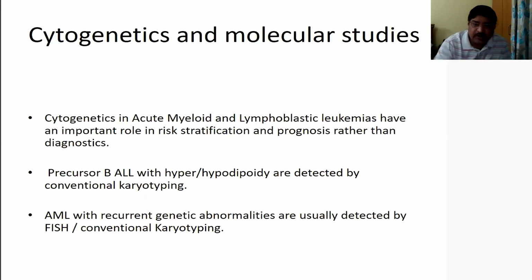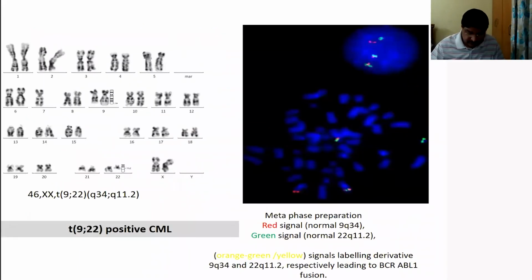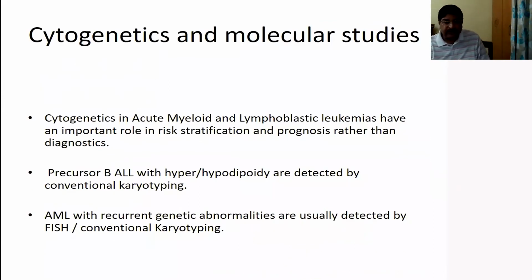So once you have the lineage assigned for the leukemias, that's not enough. What you need to do is cytogenetics, the next modality of diagnosis. Next, please. Go back to the previous. So cytogenetics in acute myeloid leukemia and lymphoblastic leukemias has a great role in risk stratification and prognosis rather than in diagnosis, except for something like t(15;17) in promyelocytic leukemia and t(8;14) in Burkitt's leukemia lymphoma.